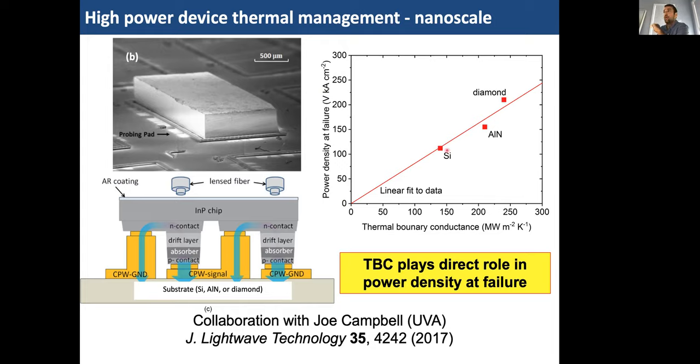And now we see a one-to-one scaling between the power density at failure and the thermal boundary conductance, where the power density at failure goes up by not even a factor of two from silicon to diamond, but that's because the thermal boundary conductance only goes up by a factor of two. It doesn't matter that the diamond has an order of magnitude higher thermal conductivity. Ultimately, the interfaces are thermally limiting the device. TBC, or thermal boundary conductance, plays a direct role in power density at failure.